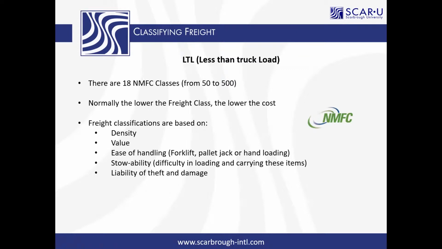You don't worry about ordering the next edition and having it on the shelf. It's always available there online, and it's updated automatically because they do change classes and NMFC numbers from time to time. Generally speaking, the lower the number, the lower the cost. And the way they determine their classification is based on basically density, ease of handling, stowability, and liability. Value does play into it as well, but the four main ones are the density, ease of handling, stowability, and liability. And we'll get into a few examples here in a moment.